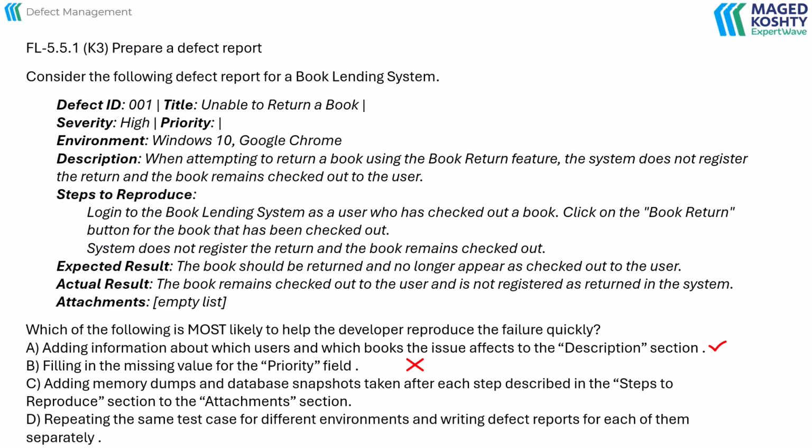C. Adding memory dumps and database snapshots taken after each step described in the Steps to Reproduce section to the Attachments section. This is a good suggestion. However, saying to provide memory dumps and database snapshots after each step is unbearable. No developer on earth will like that. It will waste the developer's time at least. D. Repeating the same test case for different environments and writing defect reports for each of them separately. This will not help the developer reproduce the failure for the specified test environment. The correct answer is A.